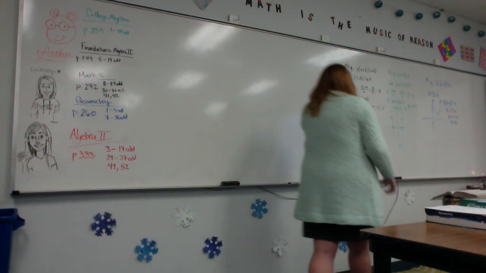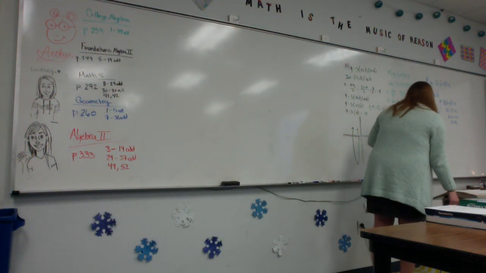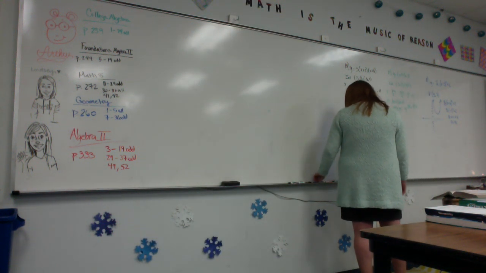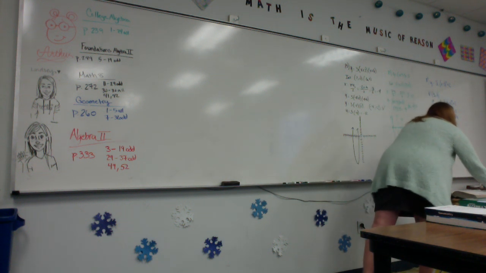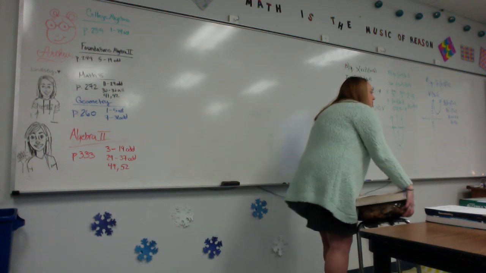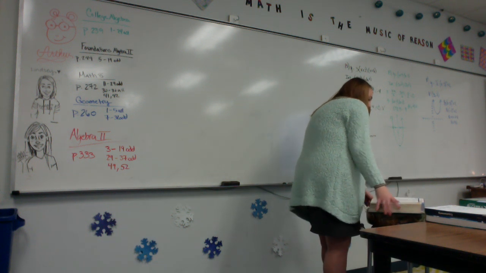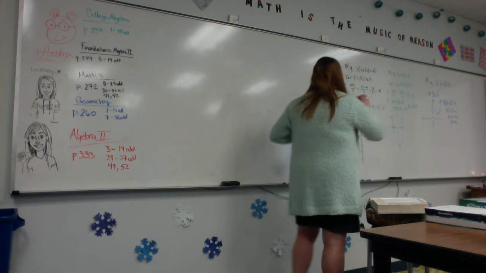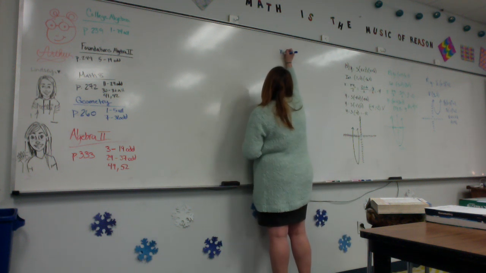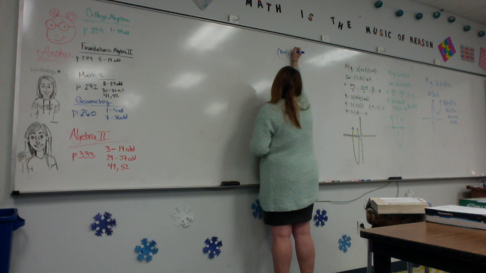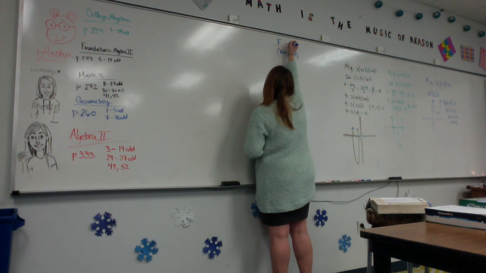The rest of 4.2 involves something called the FOIL method. Remember, FOIL stands for first, outer, inner, last. So if you have something like x plus 4 times x plus 7, you would solve this by FOILing.